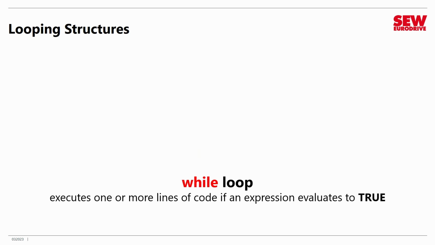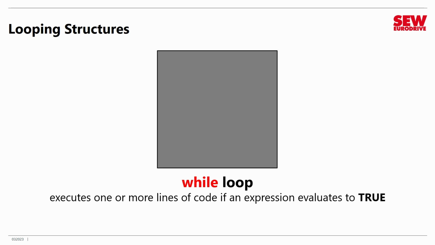The first loop we're going to learn about is called the while loop. This is a very useful loop. You'll use it a lot. It executes one or more lines of code as long as an expression evaluates to true. So let's look at an example. While h1 equals 0, do this one thing, and that is increment h2. Remember, if you take a variable and put a plus after it, it just adds 1 to it every time.